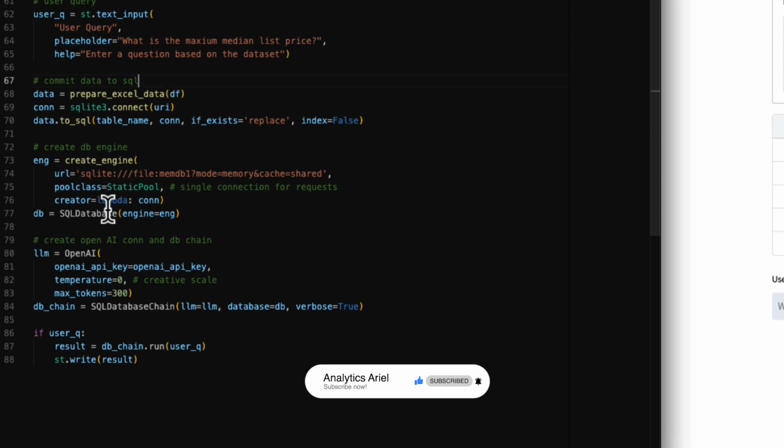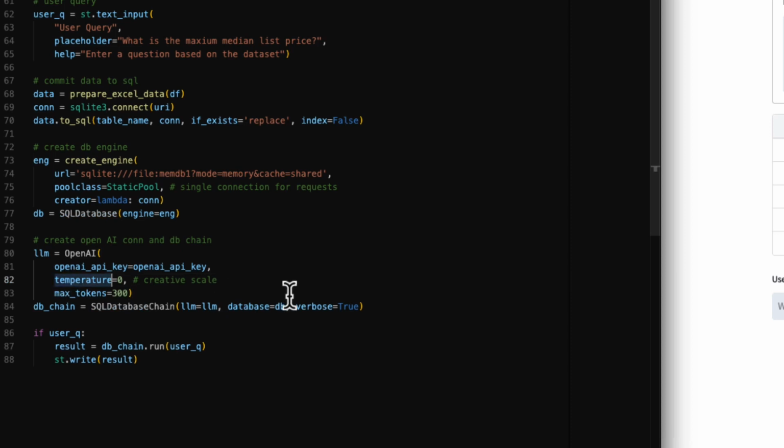As you can see here, we're starting to now use LangChain to create a SQL database. We then create an OpenAI connection with DB chain, database chain. We have a temperature set to 0, so the creativity scale is pretty much non-existent, since this is straightforward data and we want straightforward answers. We also pass in our OpenAI key.